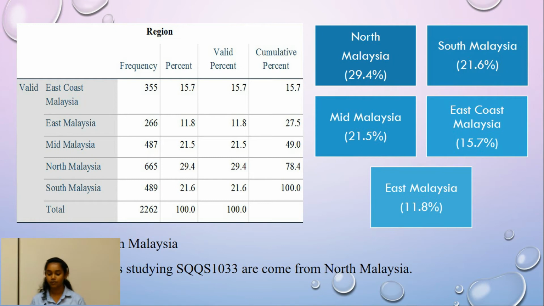From the distribution table, the mode for the hometown is North Malaysia, which is 665 frequency. The percentage is 29.4. For South Malaysia, 21.6%. For Mid Malaysia, 21.5%. East Coast Malaysia, 15.7%. And East Malaysia is 11.8%. So by studying this data, we say that most students studying SQQS 1033 come from North Malaysia.